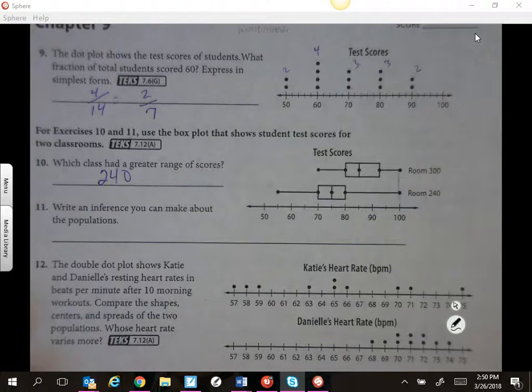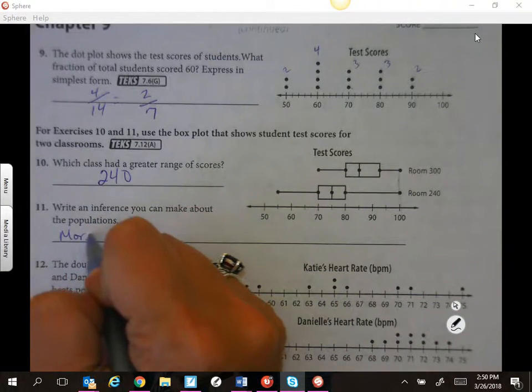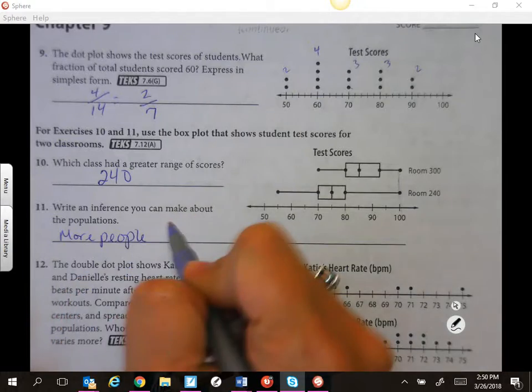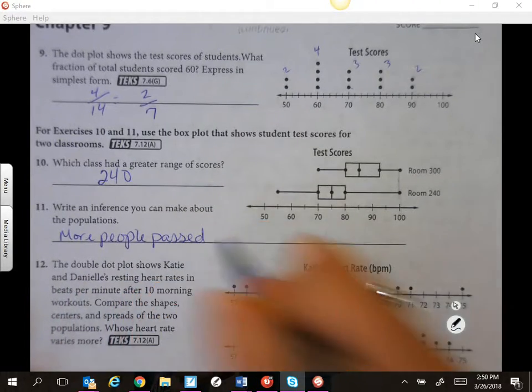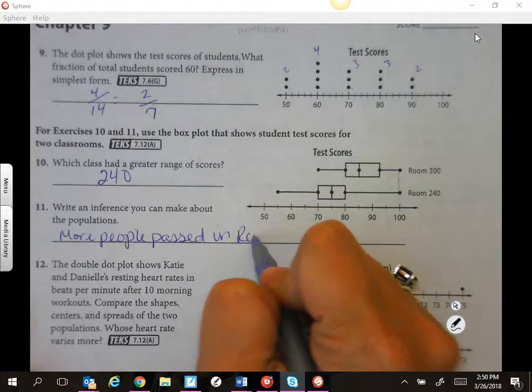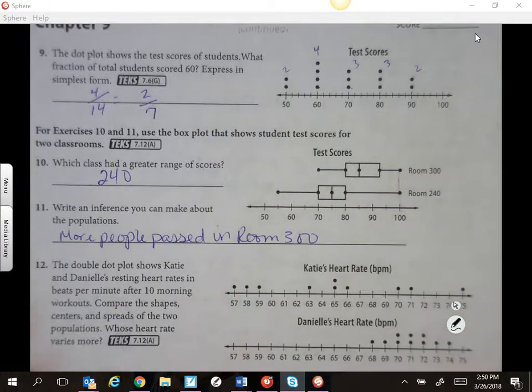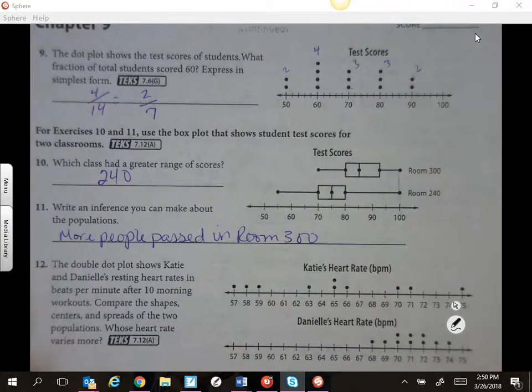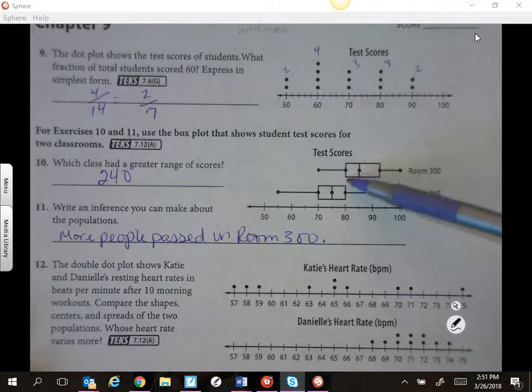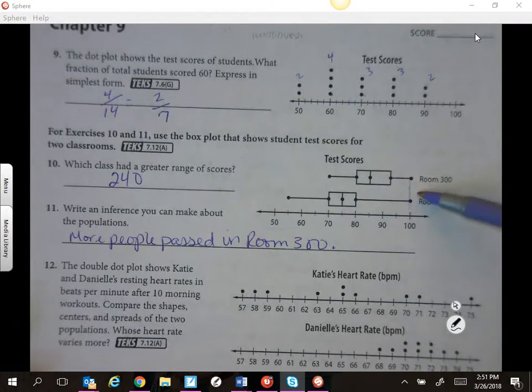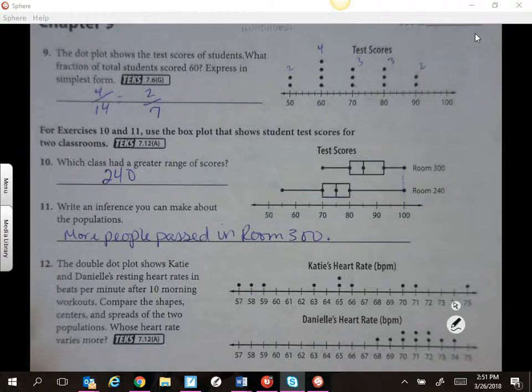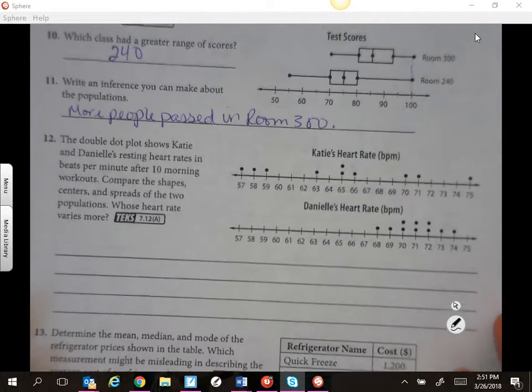Write an inference you can make about the population. Well, we can say more people passed in room 300 because it has higher test scores. You could say that 75% of room 300 compared to 25% of room 240 scored an 80 or higher. Lots of different inferences we could make from this.